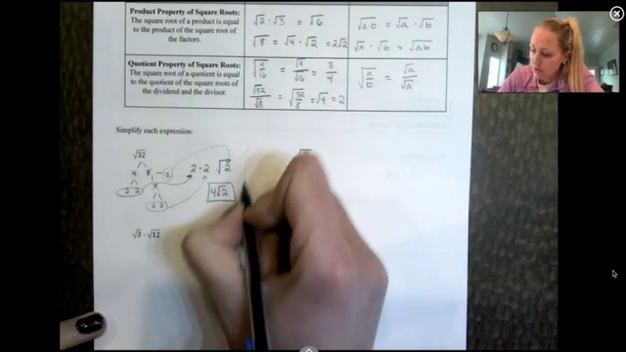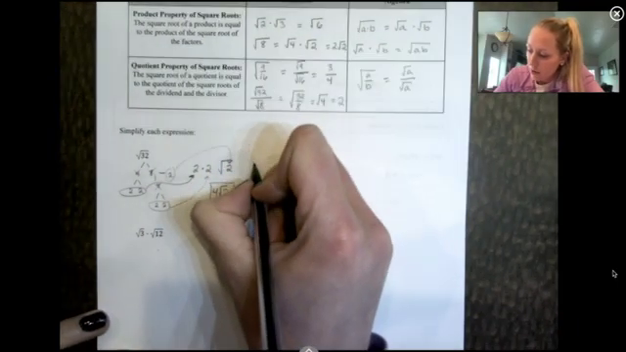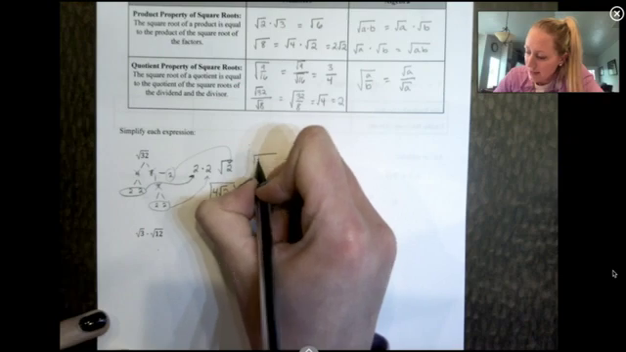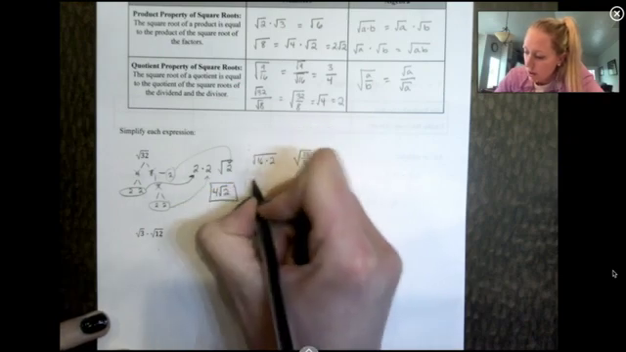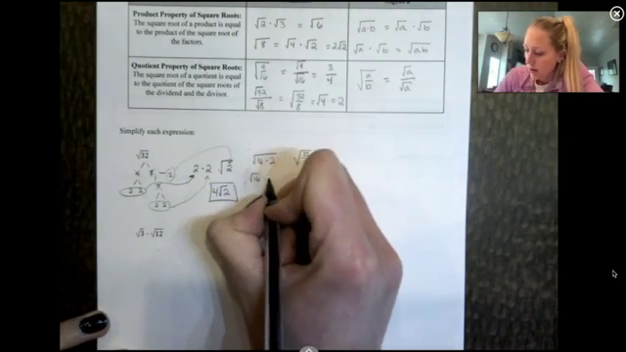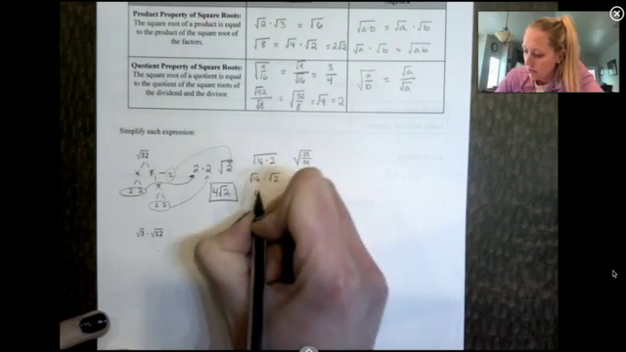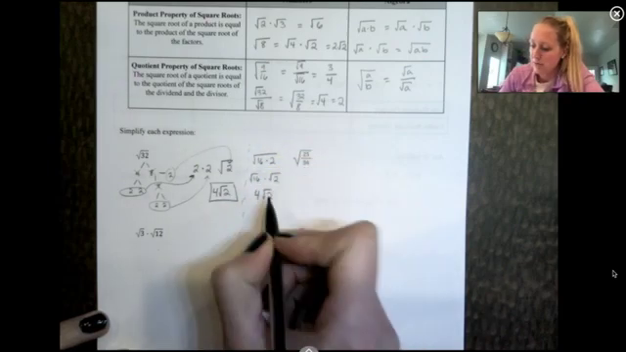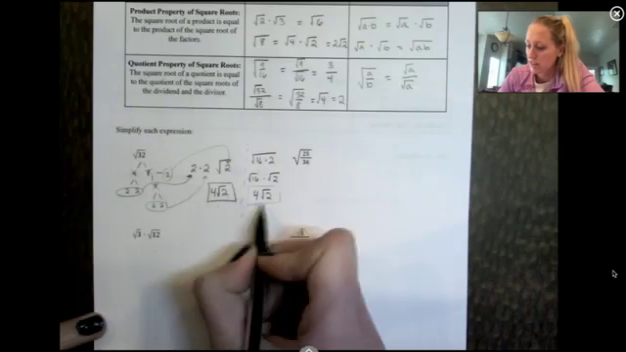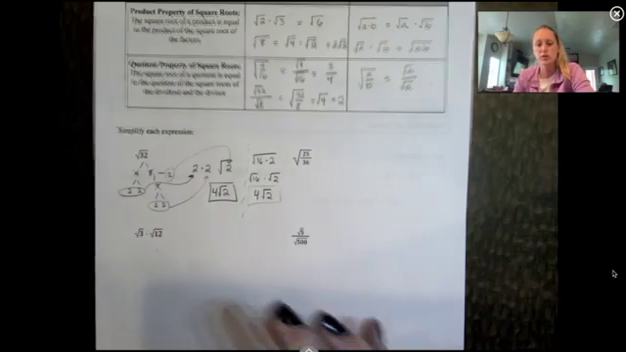So I'm just going to do this separately here, you guys. I could rewrite 32 as 16 times 2. And remember, we can break that apart. So the square root of 16 is 4. The square root of 2 is not a perfect square, so we're going to leave it. So notice I got the same thing, which I should, but two different ways to go about it.